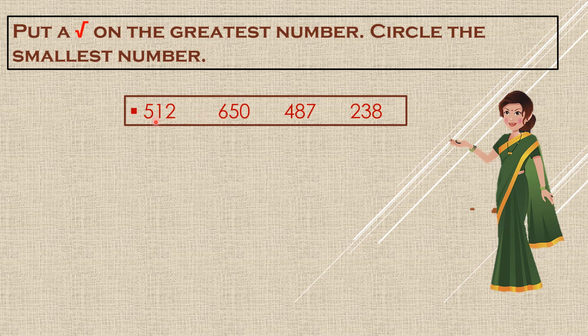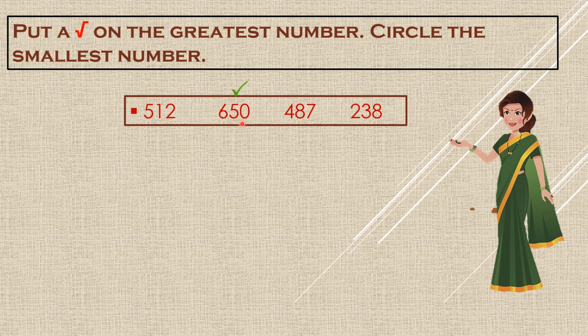If you see, all are 3-digit numbers, so we cannot find out which is bigger on seeing them. We have to compare the digits. So 5 in the hundreds, 6 in the hundreds, 4 in the hundreds and 2 in the hundreds. Among these 4, I feel that 6 is bigger. So 6 is the hundreds digit which is bigger than the other numbers' hundreds digit. So 650 will be the greatest number.